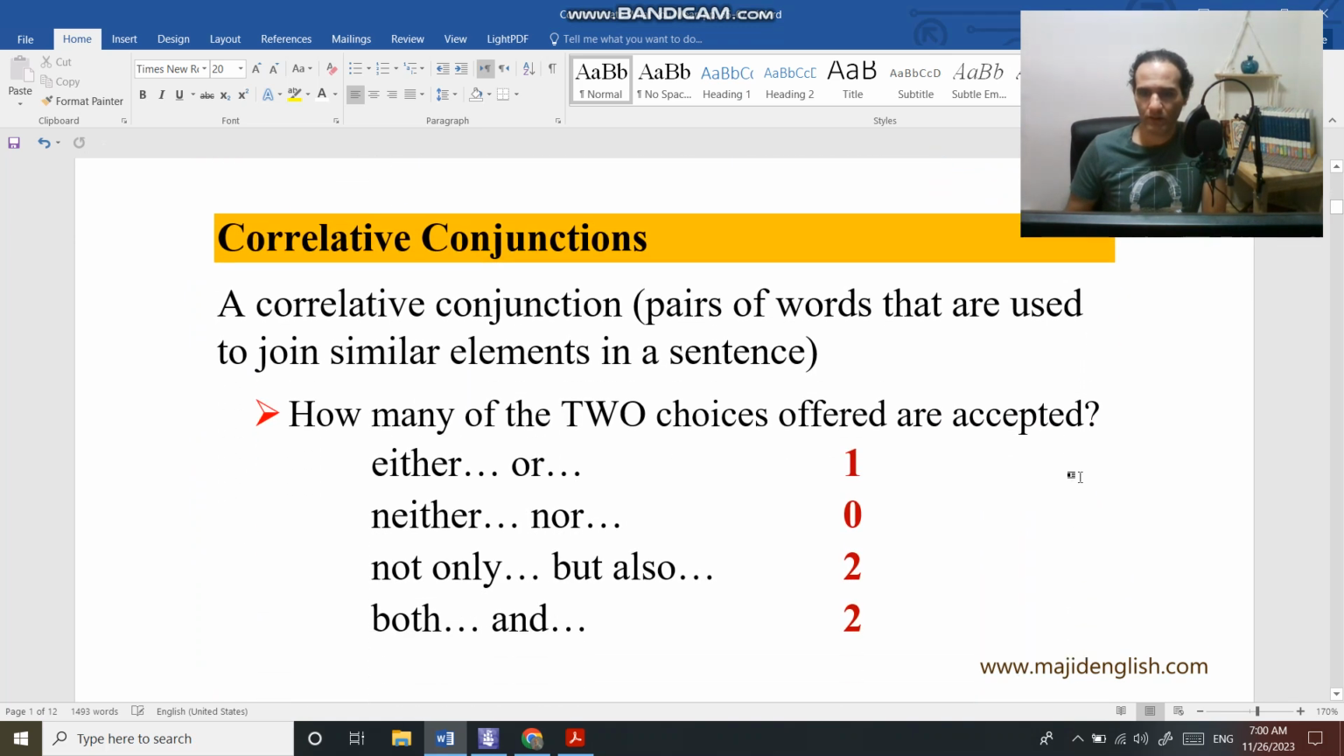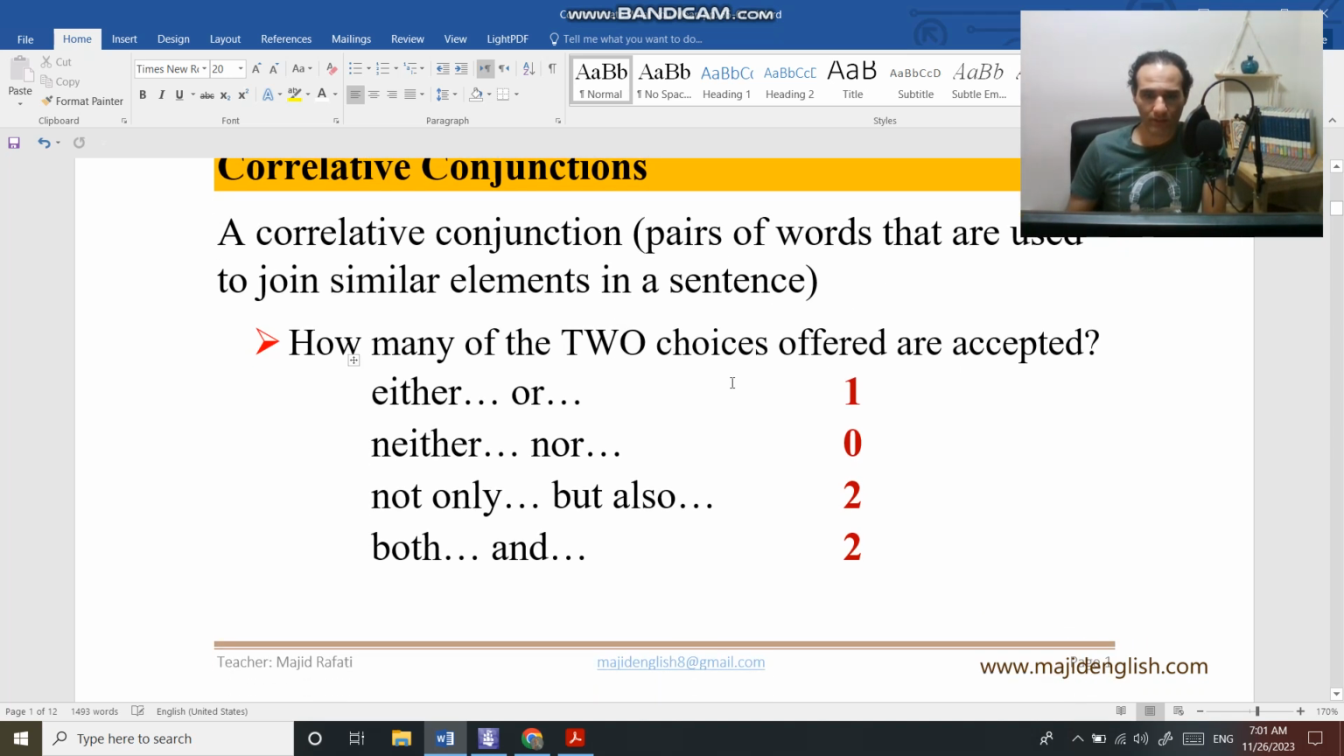Just in order to have a review of what I have taught you before, we are talking about correlative conjunctions, and you know that correlative conjunctions are pairs of words that are used to join similar elements, and that is the story of parallel structure. Again, you can go and watch the first video in this series if you are unfamiliar with the concept of parallel structure. But how many of the two elements does each of these correlative conjunctions connect?